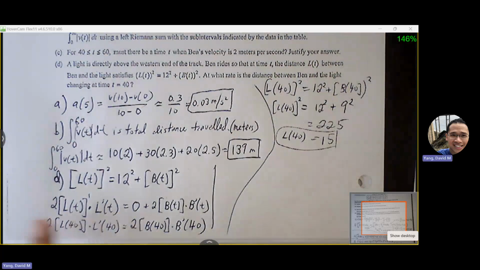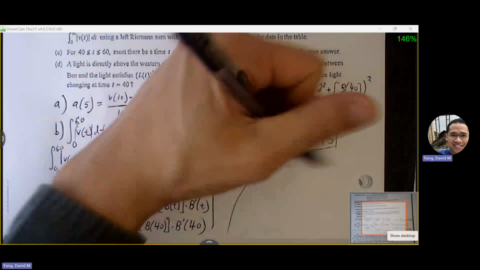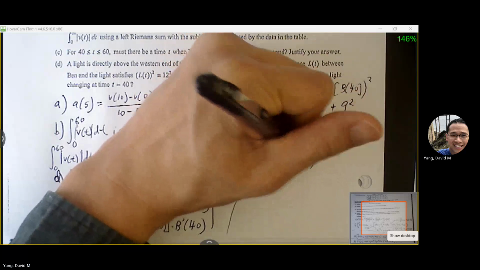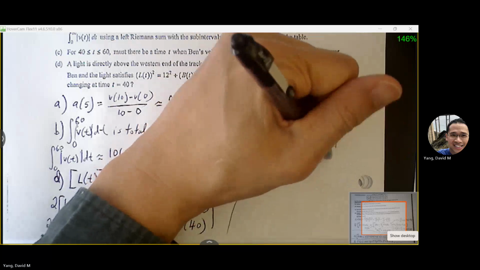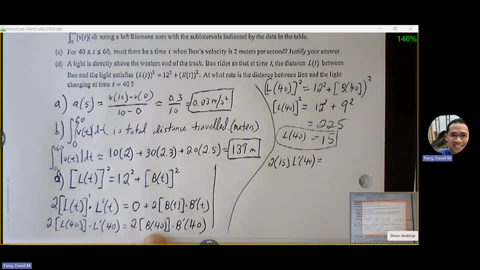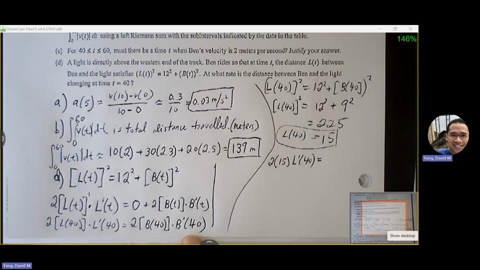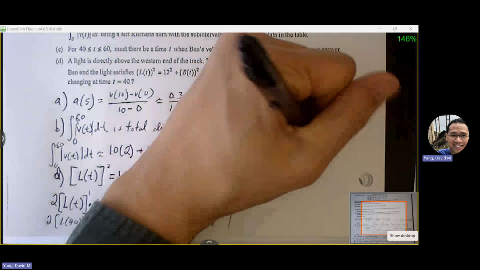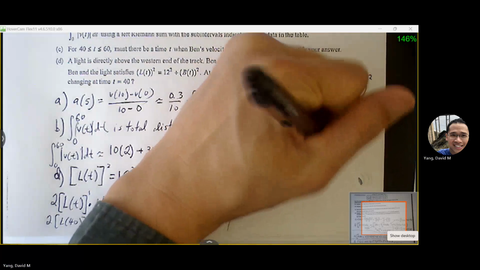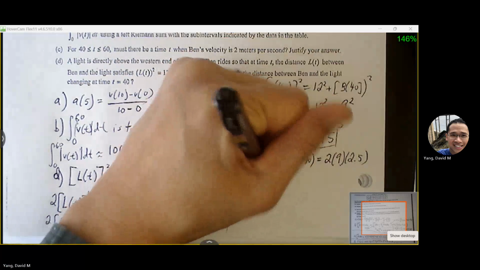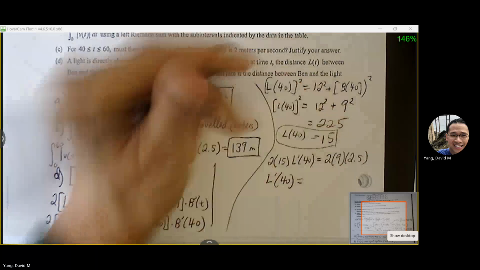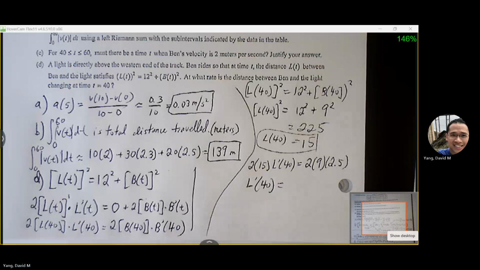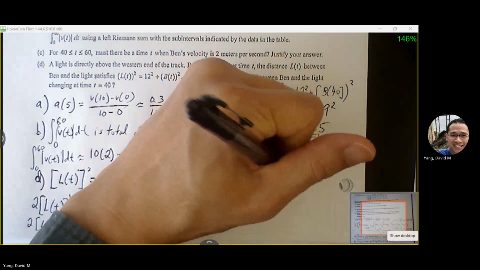Okay, so now we'll take that and put it in and see if we can solve for L prime. B of 40 we can pull from our table. B prime of 40 we can also pull from our table. So B of 40 is 9. B prime of 40 is 2.5. Take those values, divide it. So 2 times 9 times 2.5 divided by 30. And we get 1.5 meters per second.